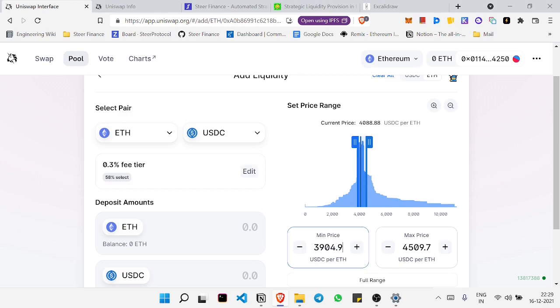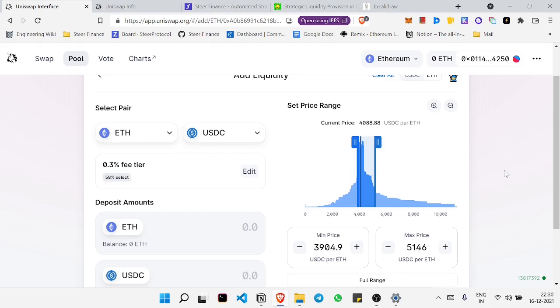fees when the pair has 3,904.9 USDC per ETH and 4509.7 USDC per ETH as its price, for the particular pair I've selected. So what this allows me to do is to tell Uniswap that, hey Uniswap, my liquidity should be active only when this particular token pair I've selected is traded in this particular price range, which would also mean that I'd be earning fees only when this pair is traded in this price range.